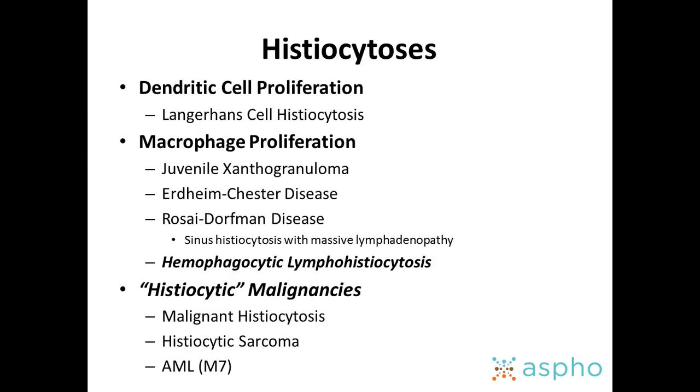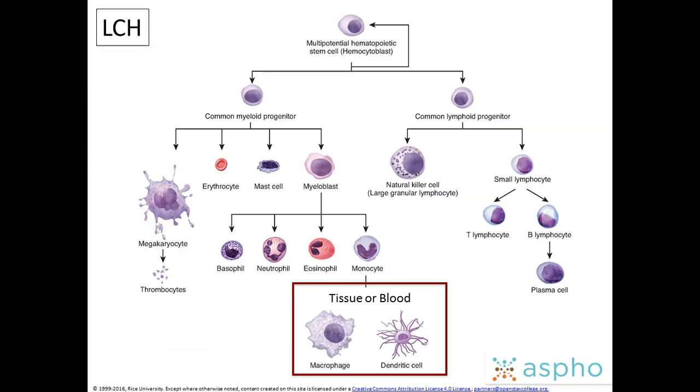Again, the classification is based on what it looks like. For dendritic cell proliferation, LCH looks kind of like an epidermal Langerhans cell, so it gets classified there. For macrophage proliferation, JXG. Erdheim-Chester is basically JXG in adults. You shouldn't get that on your test because it's really only in adults. Rosai-Dorfman disease is a common terminal phenotype we really don't understand very well, but it gets grouped as its own thing. And then HLH. HLH is biologically totally different from any of the rest of these things, but we'll still leave it together for historical purposes. And then you get to malignancies, which I'm not going to talk about because Pat already did.